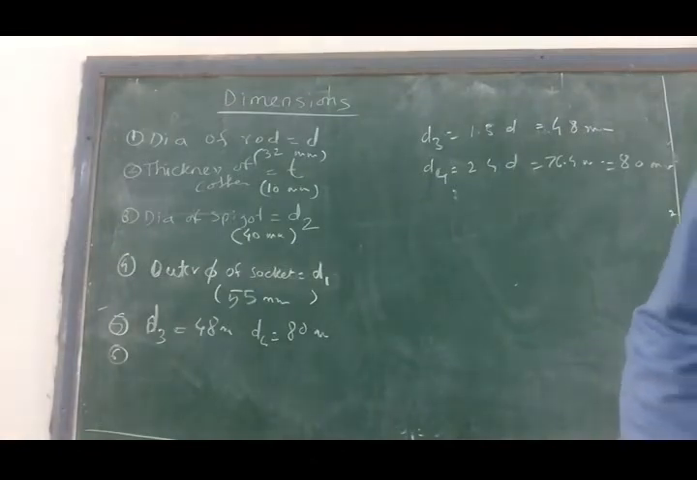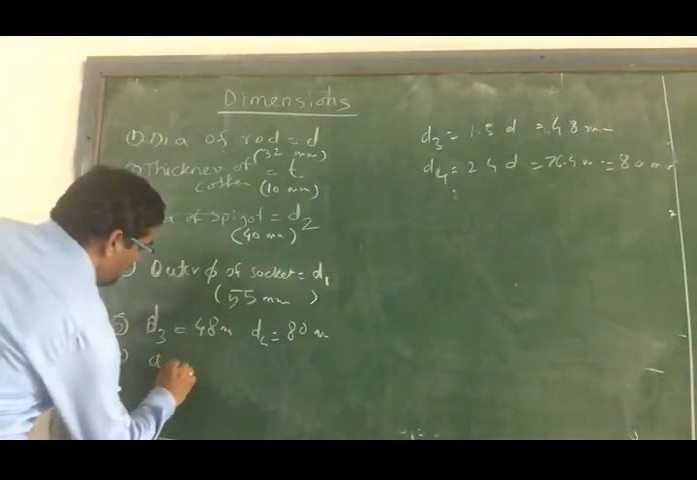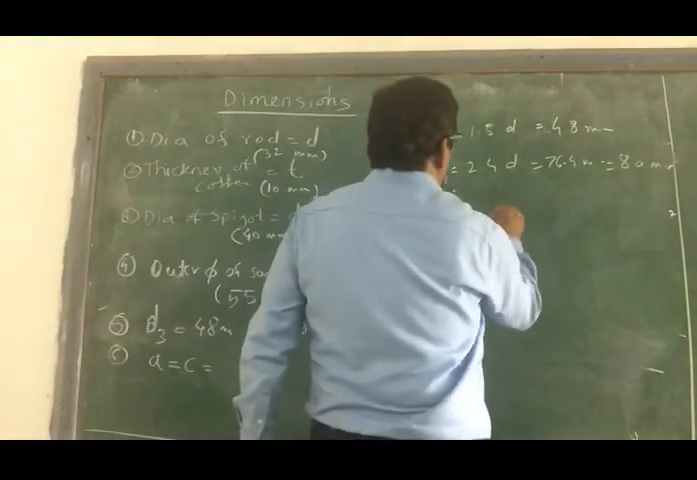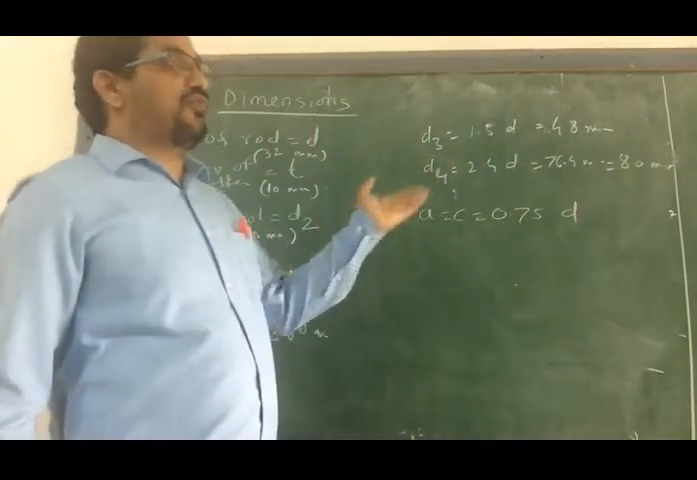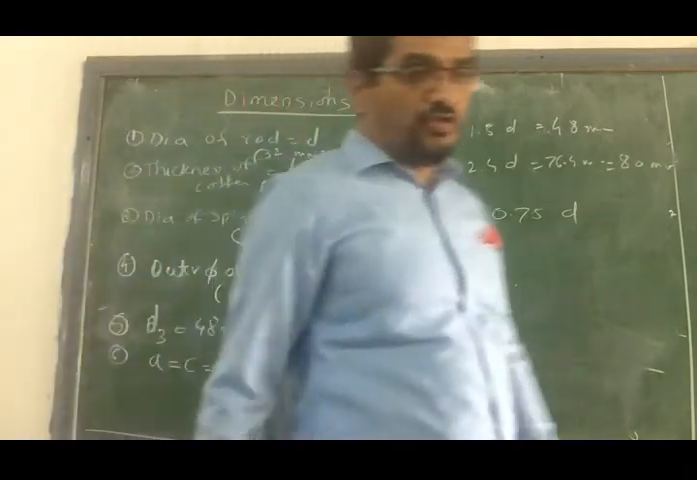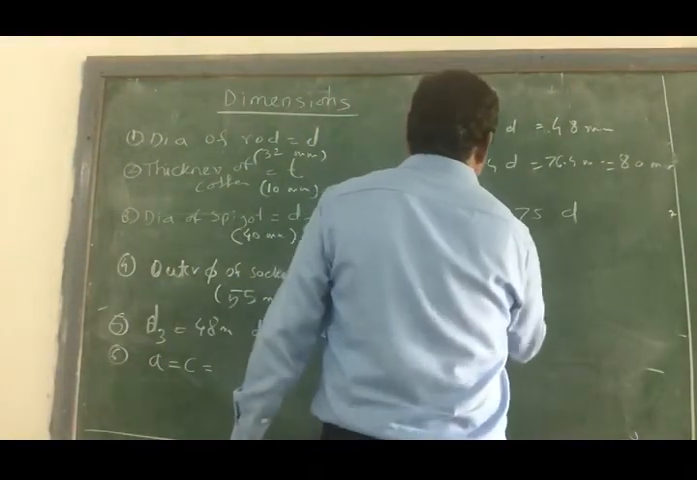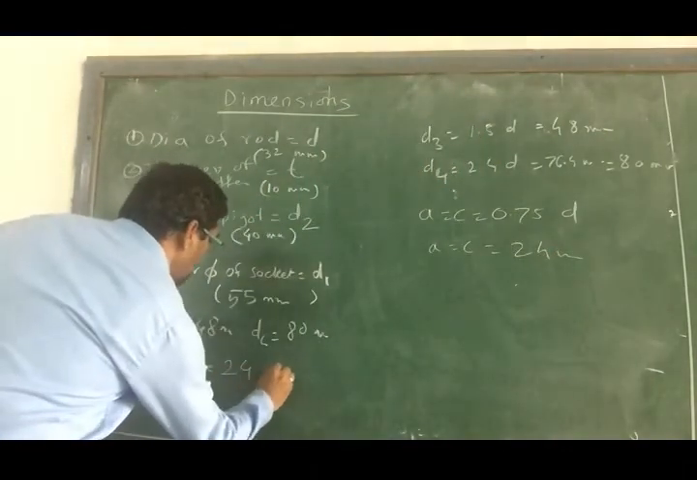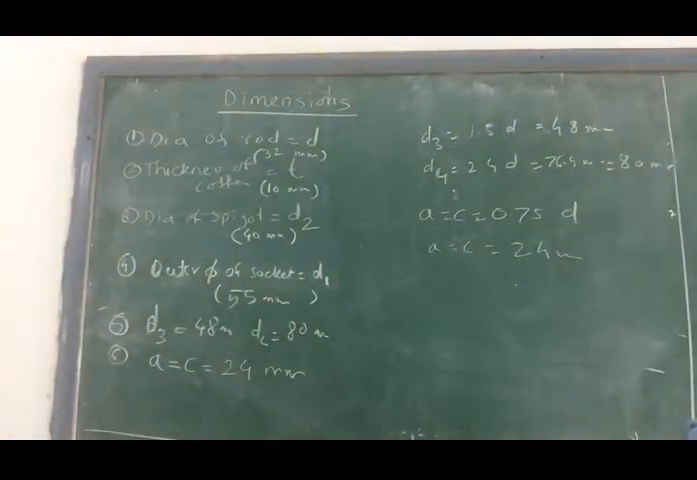So A is equal to C is equal to 0.75D. Now we have to find A, which is equal to C. A is equal to C is equal to 0.75D. It is 3/4 of 32, so 8 4s are 32, I think 24 it should be, right? 24 mm. So A is equal to C is equal to 24 mm. This is what we got.